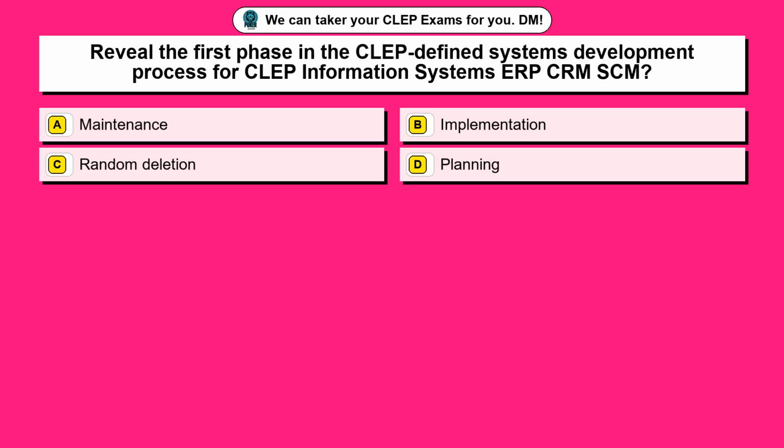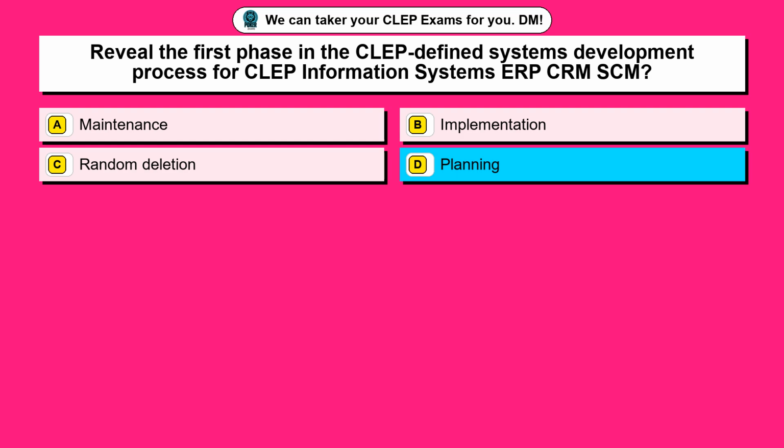Question 64. Reveal the first phase in the CLEP-defined systems development process for CLEP Information Systems ERP CRM SCM. Option A. Maintenance. Option B. Implementation. Option C. Random deletion. Option D. Planning. The correct answer is option D.